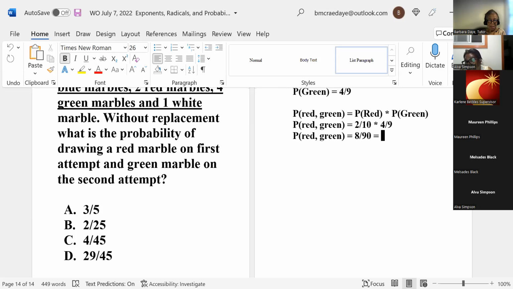Let's see. 8 over 90, Maureen? What is that equal to? Okay, divide 2 into 8 and 2 into 90. So what do you get? 45. So what's the answer, Maureen? See, okay, what's the fraction? 8 over 90 equals what? Divided by 2. Okay, so 8 over 90 reduces to what?